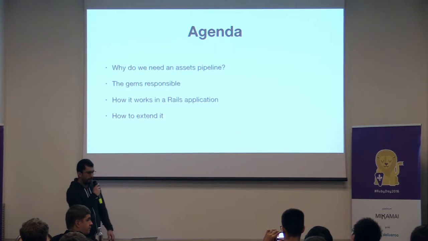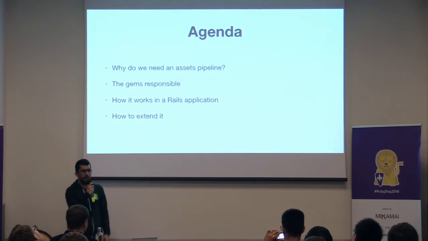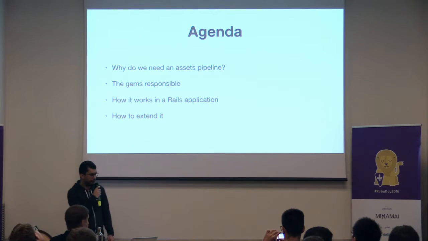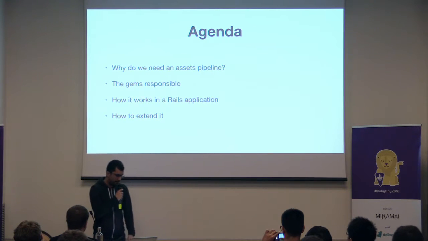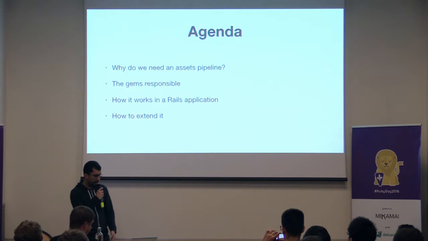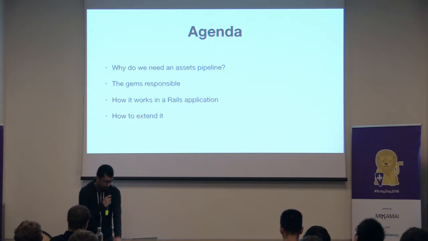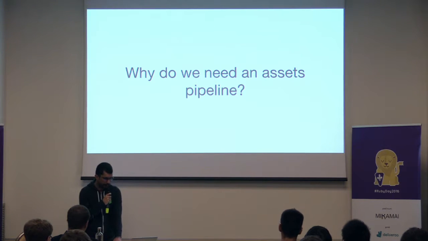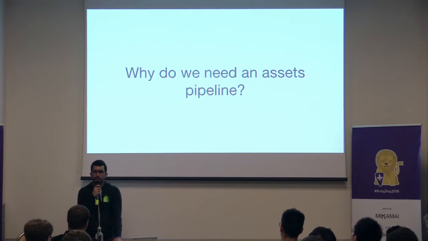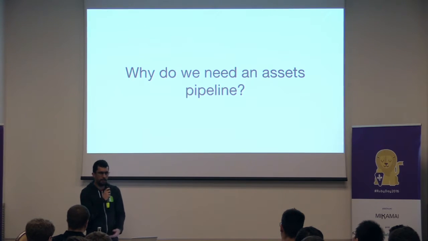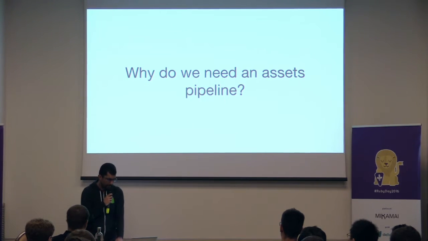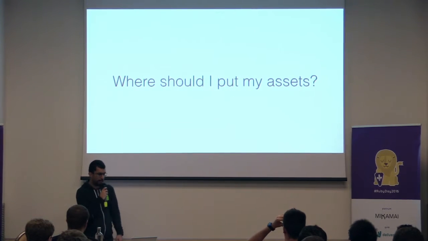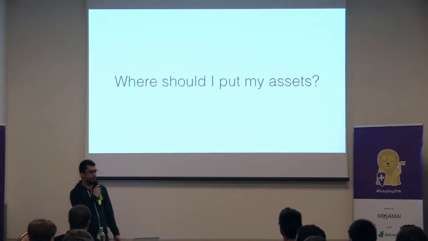So I'm going to talk about why we need the assets pipeline, what the gems responsible for it are, how it works in a Rails application, and how to extend it. So first, why do we need an assets pipeline? Before the assets pipeline was introduced in Rails, all applications had different ways to build the client-side code. So one doubt that everyone had is: where should I put my assets?